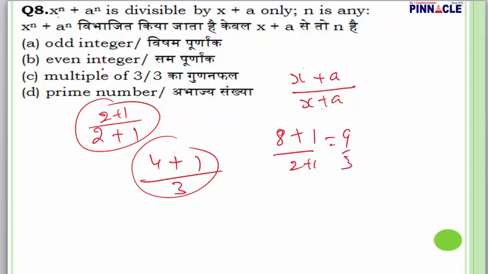It means whenever we have an odd integer in place of n, then it will be divisible by x plus a. So odd integer would be the answer. Answer is A.